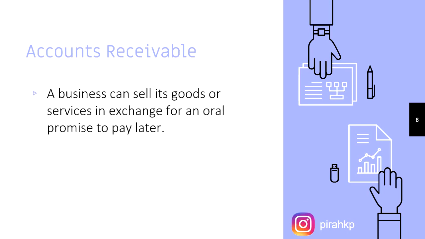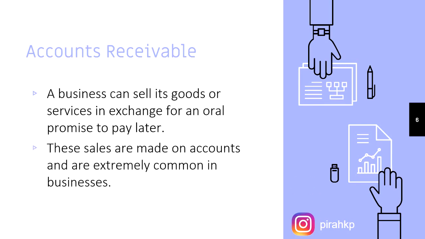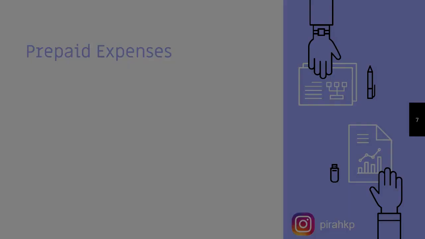These are very common sales and extremely common records in a business. Notes receivable were promissory notes which were actually written, whereas accounts receivable are oral promises. Alright, they are less secure than notes receivable, but both are extremely common in businesses.